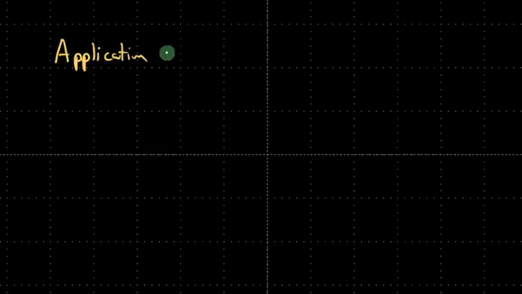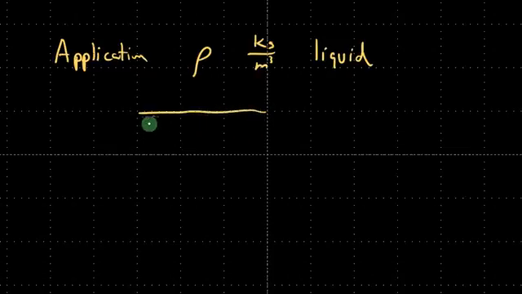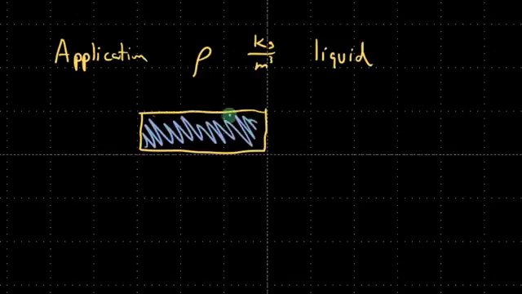This application is specific toward measurement of density. Density is kilograms per meter cubed, and this is density in a liquid. So if you have a pipe, and I can draw that out here, and this pipe contains some liquid, which is discolored. Let's say it's a blue liquid.